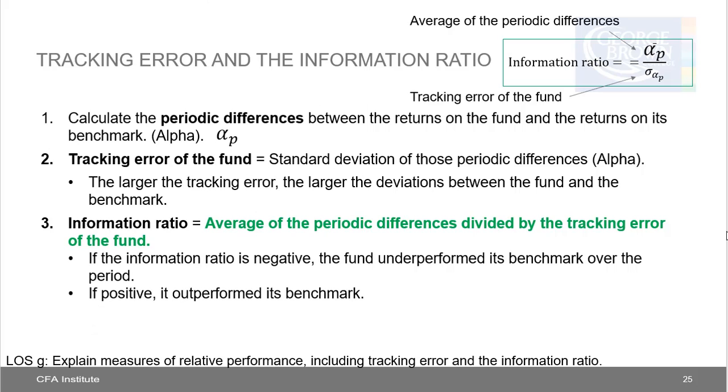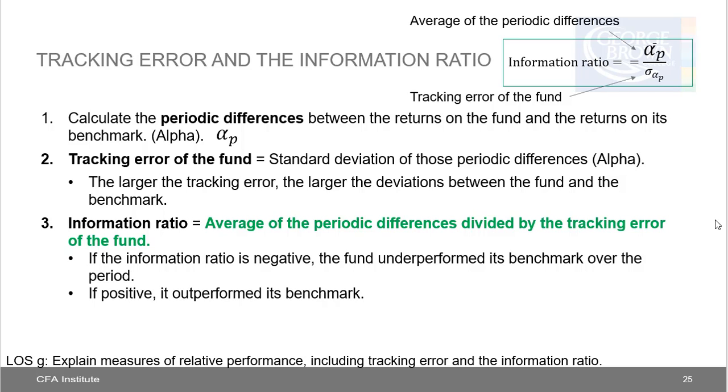Moving on now to learning outcome statement G, which is explain measures of relative performance, including tracking error and the information ratio. So the tracking error of an investment fund reflects how the performance of the investment fund deviates from the performance of its benchmark. The tracking error is measured by taking the standard deviation of the differences between the returns on the fund and the returns on its benchmark.